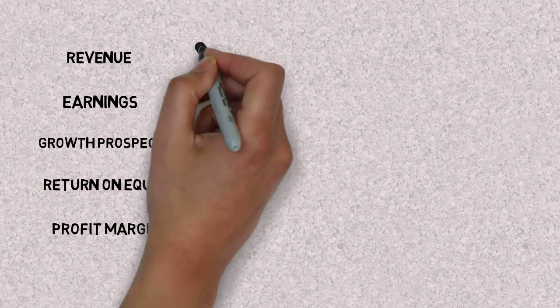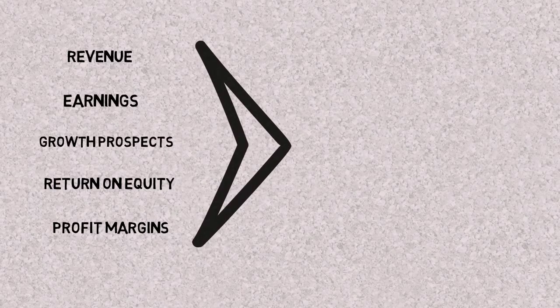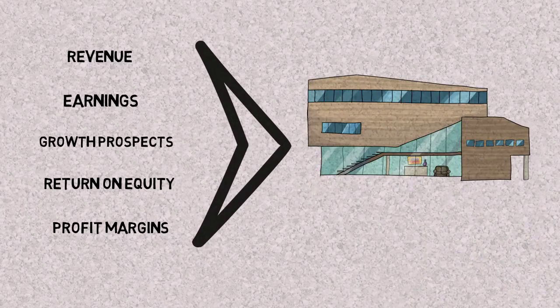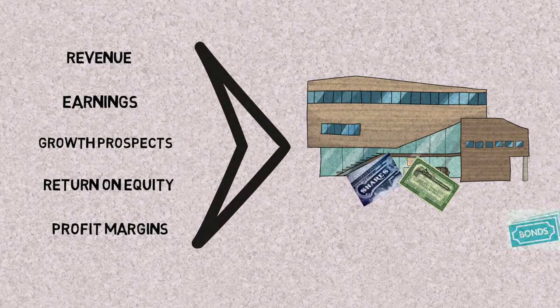Meanwhile, company-specific factors, including revenue, earnings, future growth prospects, return on equity, and profit margins, help investors determine a company's underlying value and potential for future growth. These measures mostly exert impact on the relevant company's shares and bonds only.